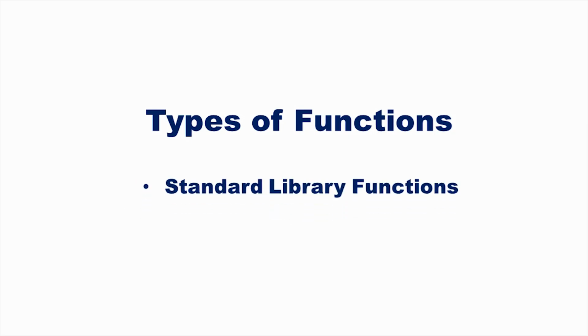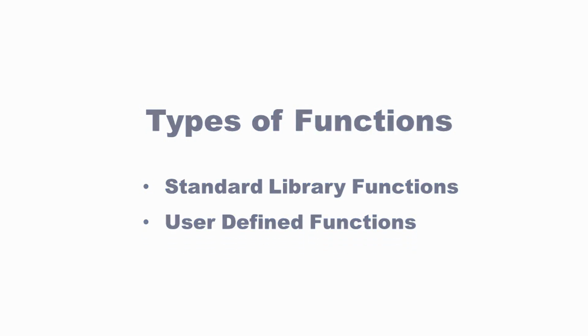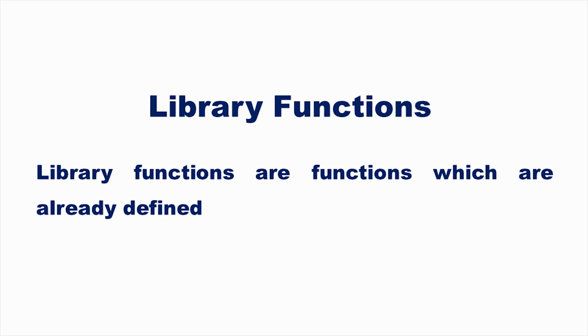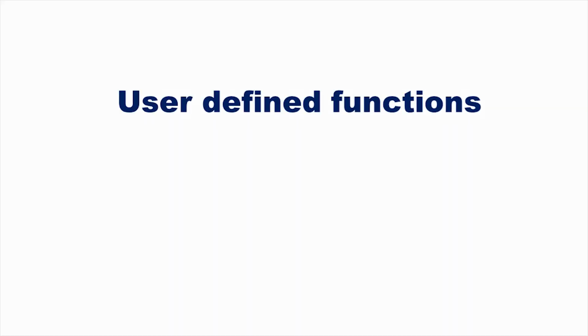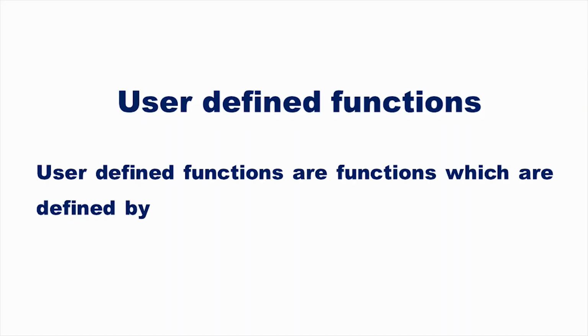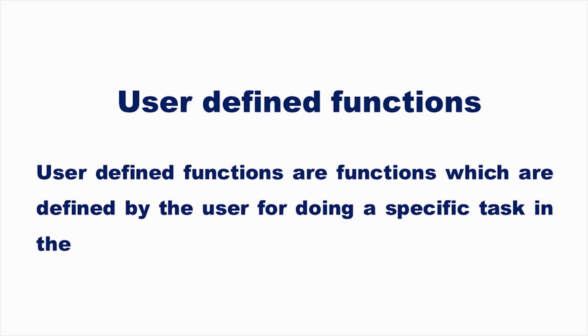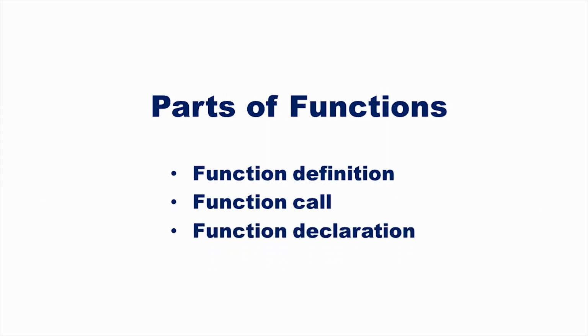Functions in C programming can be categorized into two: built-in functions or standard library functions, and user-defined functions. Library functions are functions which are already defined in the C library, such as printf, scanf, etc. User-defined functions are functions which are defined by the user for doing a specific task in the program. A function has three different parts: function definition, function call, and function declaration.